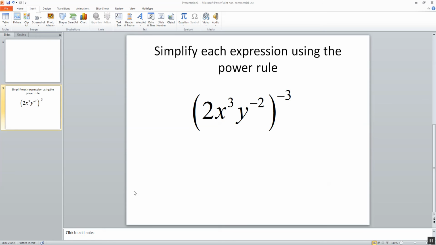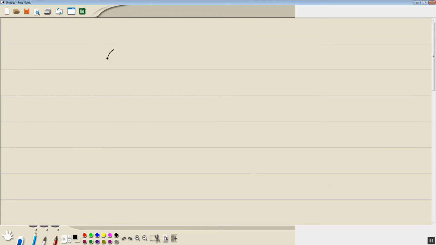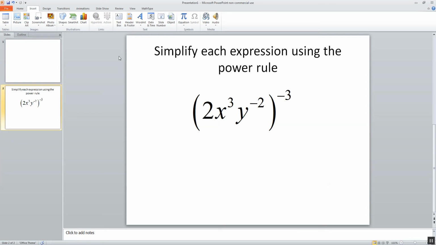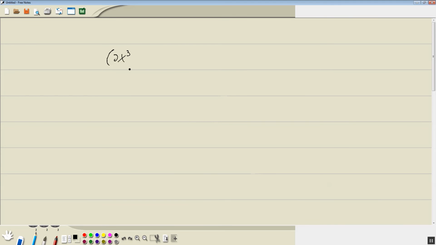Let's take a look at this problem. We got (2x to the third, y to the negative 2) raised to the negative 3 power. Now there's different ways you can handle this particular problem.